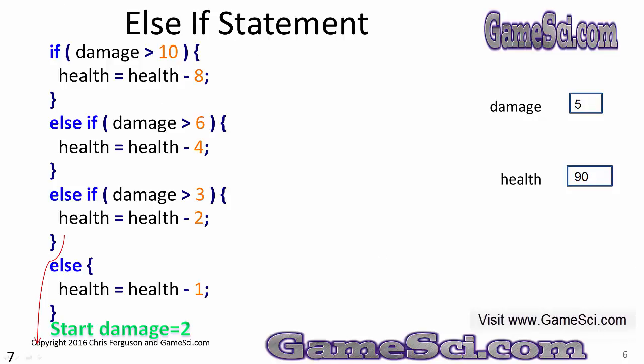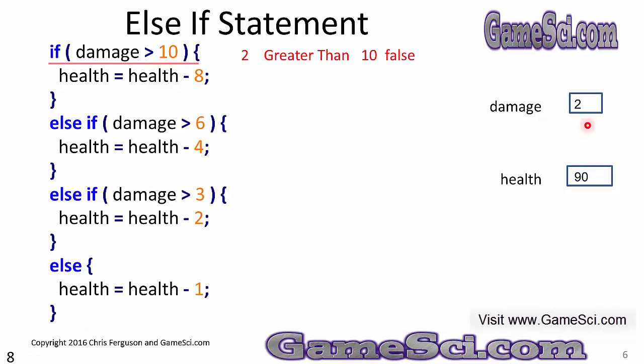Set damage equal to 2 and try this again. You can see I've updated the damage variable to 2. My health variable contains 90 again. This looks like code I'm going to run every time I get hit.